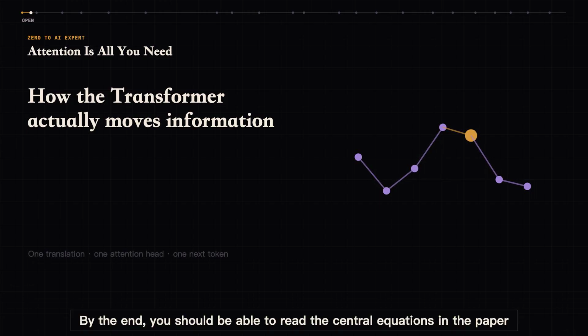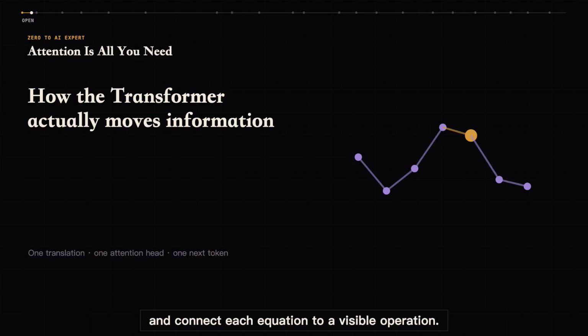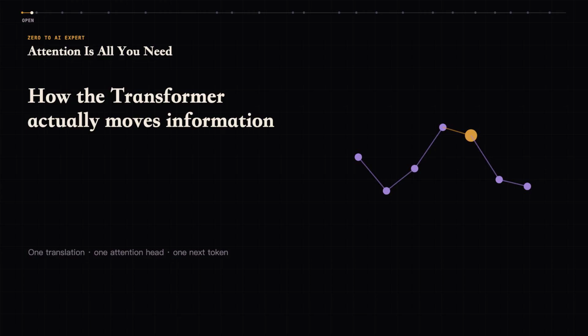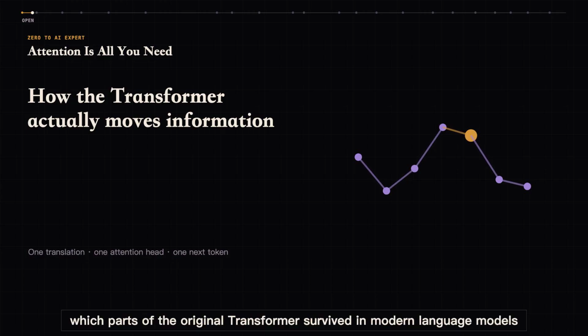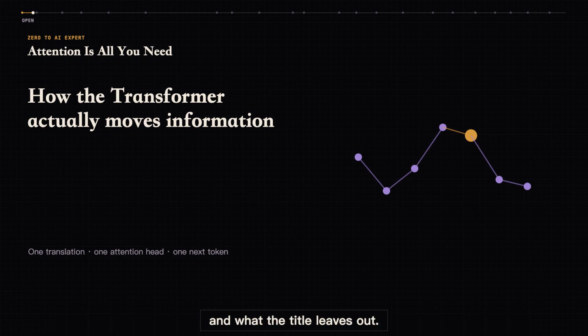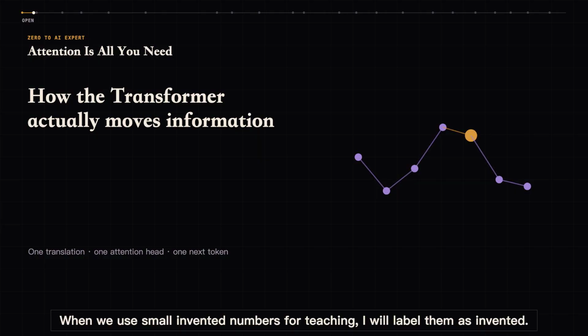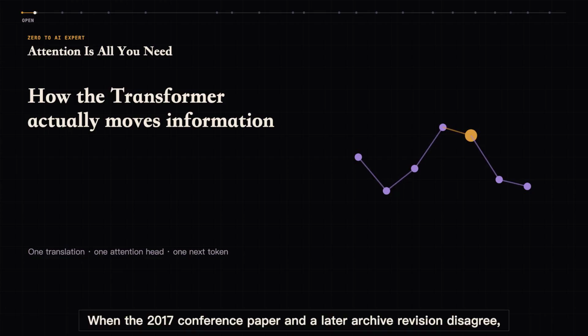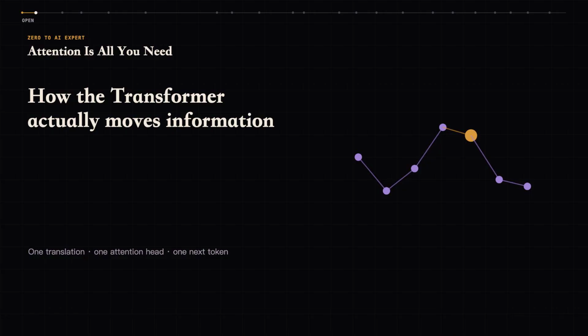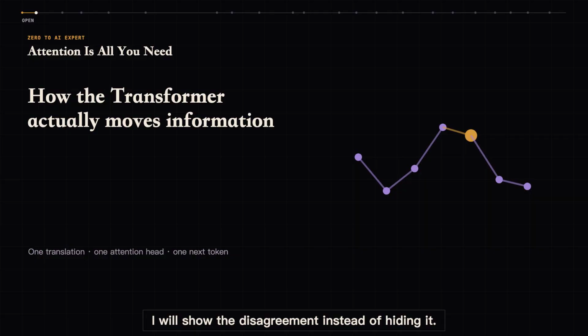By the end, you should be able to read the central equations in the paper and connect each equation to a visible operation. You should also know which parts of the original transformer survived in modern language models and what the title leaves out. We will stay close to the paper. When we use small invented numbers for teaching, I will label them as invented. When the 2017 conference paper and a later archive revision disagree, I will show the disagreement instead of hiding it.